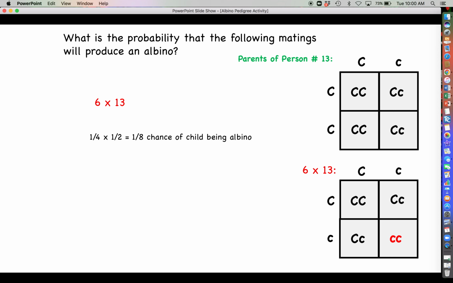So this one's a little bit easier. We calculate the 1 in 4 probability that 6 and 13 would have an albino child if they're both heterozygotes. And then for person number 13, there is a 50% chance that he is heterozygous to begin with. So for this mating, there would actually be a 1 in 8 probability of them producing an albino child.